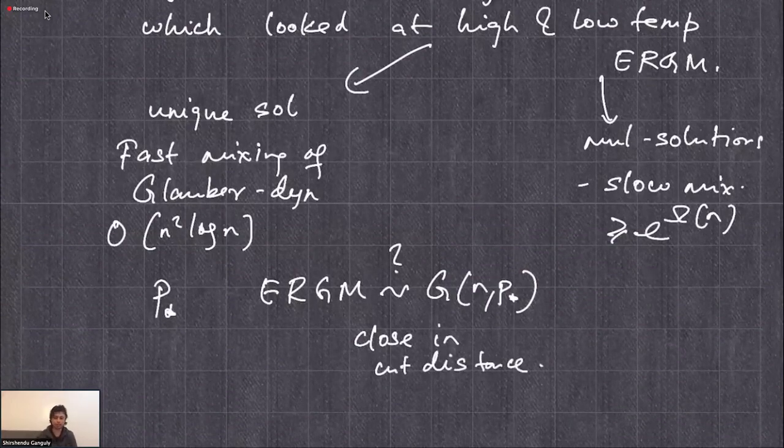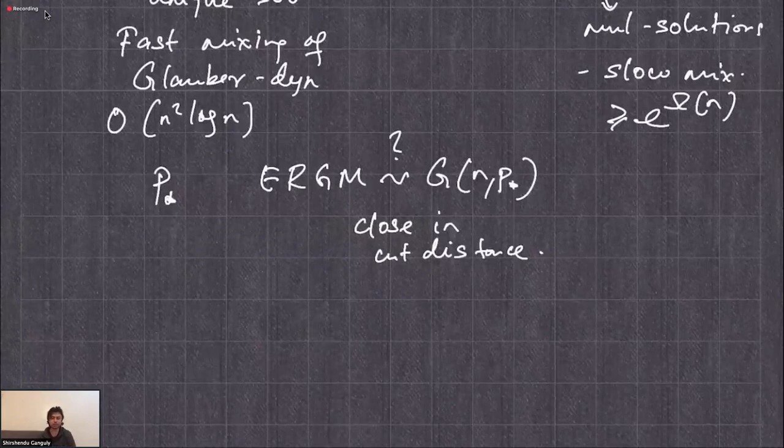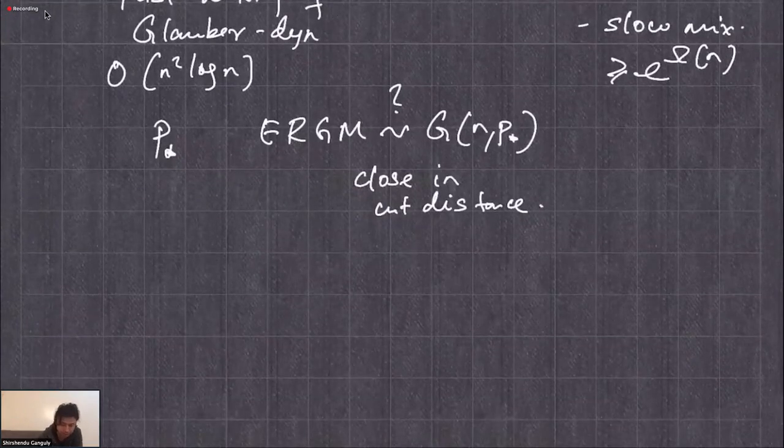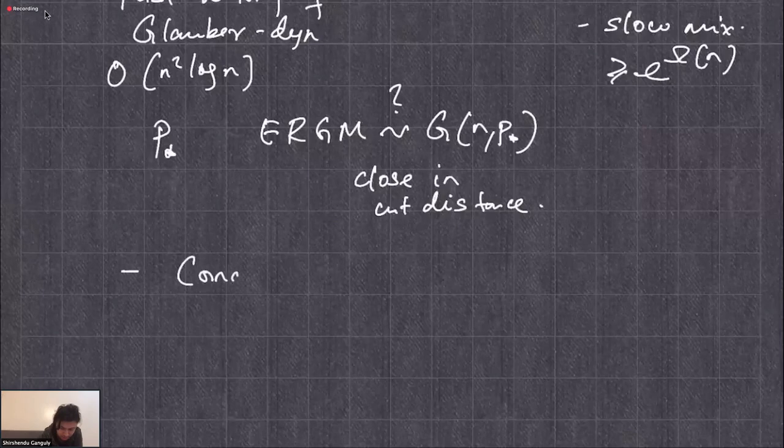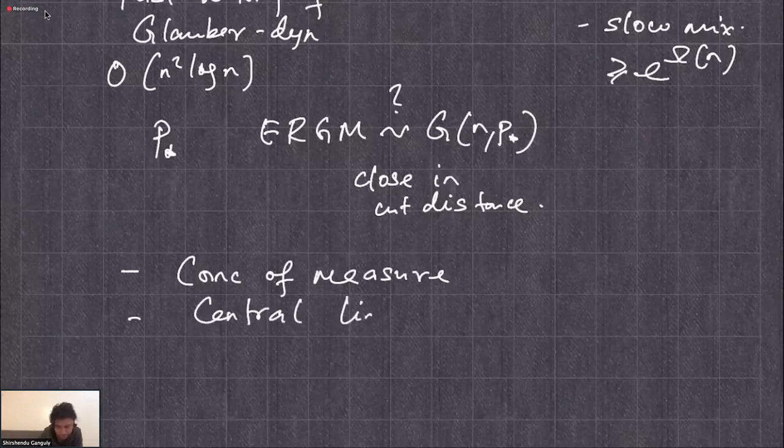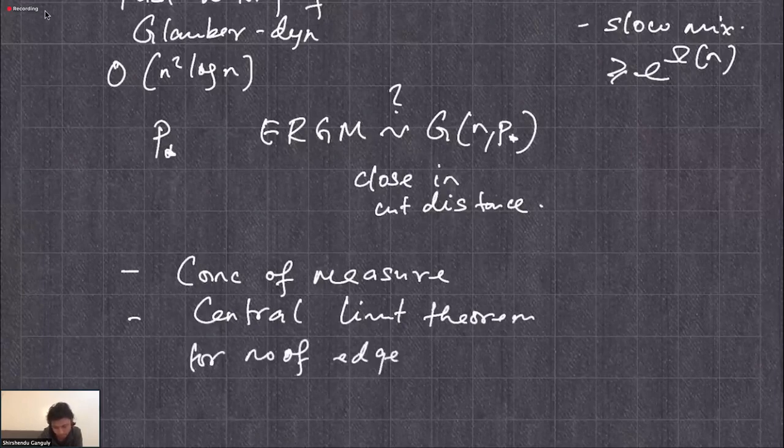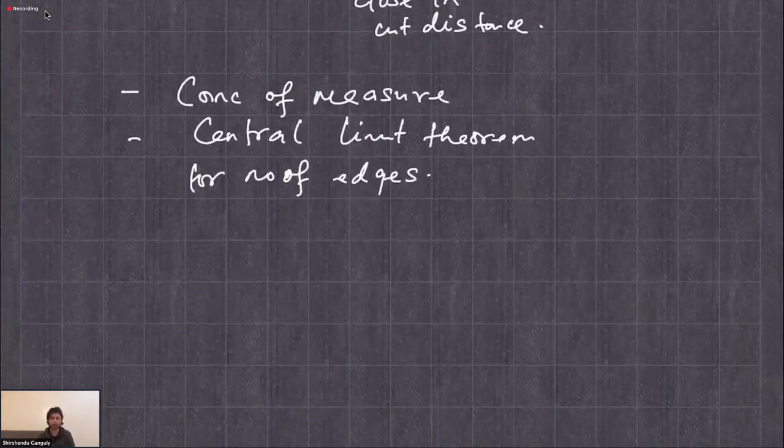But you can actually ask more. If you expect things to be like an Erdős–Rényi graph, you can ask questions about, let's say, concentration of measure, central limit theorems of observables, like the central limit theorem for the number of edges in the graph. Of course, in an Erdős–Rényi graph, everything is an independent edge, so of course you have a CLT, but if you expect ERGM to be close to an Erdős–Rényi graph, you can ask things like this. And these are mostly open.